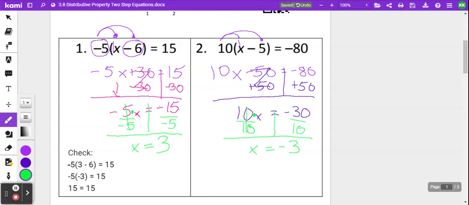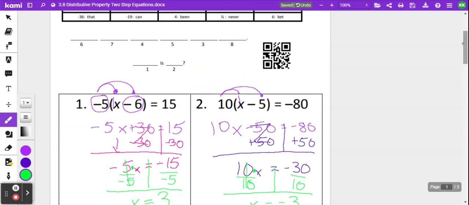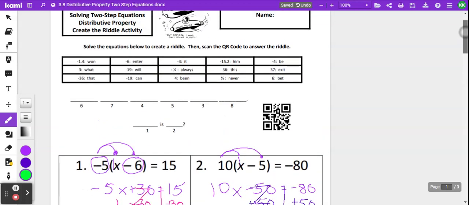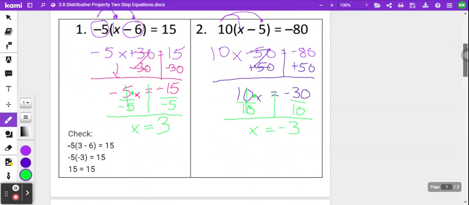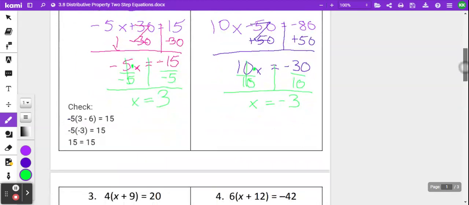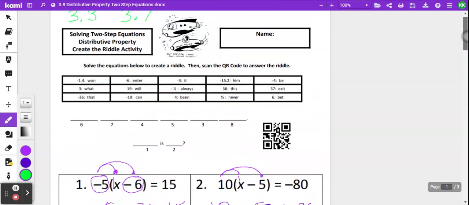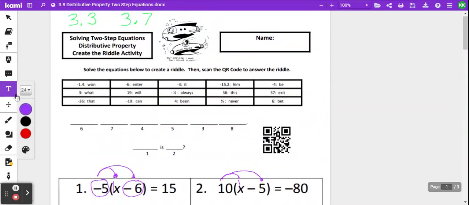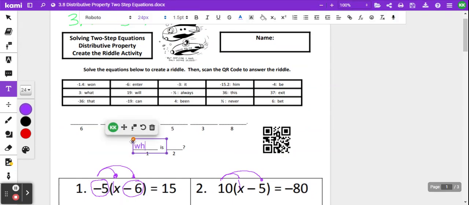And then don't forget to check your answer, but also at the top, you can find your answer. So our first answer was 3. So I see that I had 3 and it was what? So question 1, I need to put the word what in. And then question 2 was -3. Which is it.